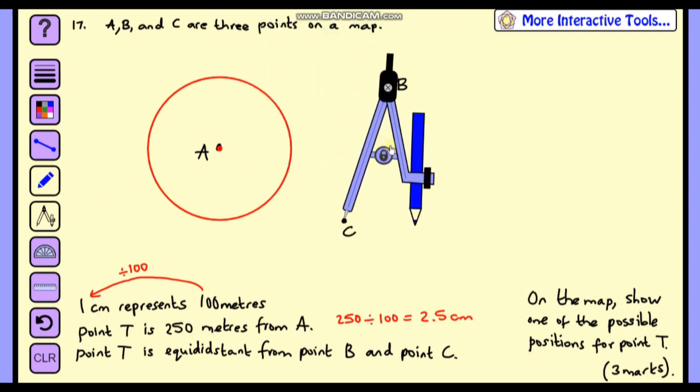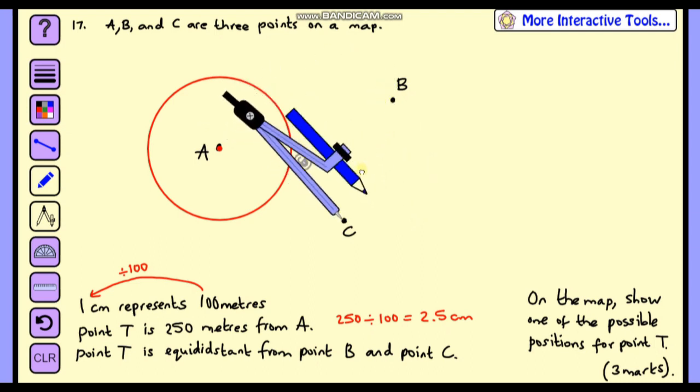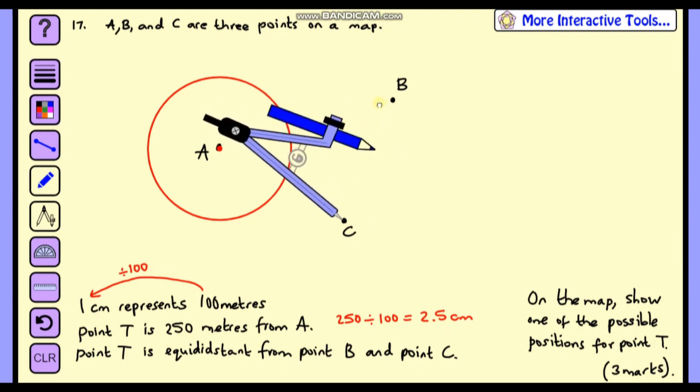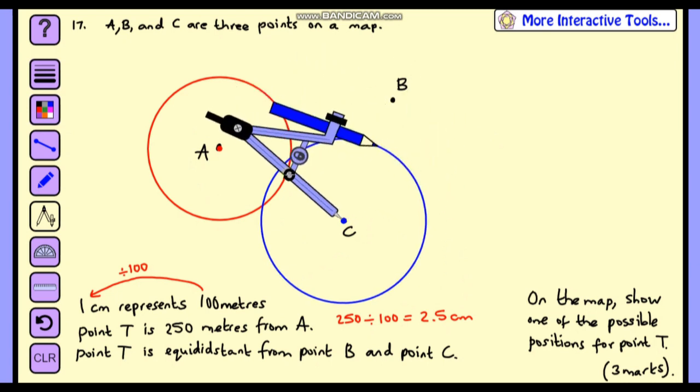For this, we need to extend our compass, so let me unlock it. We need to extend our compass so it's just over halfway. So if we've got C and B, it should be just over halfway. Let's just say about there. Let's lock it in place and just draw a circle around C. So a nice big circle around C.